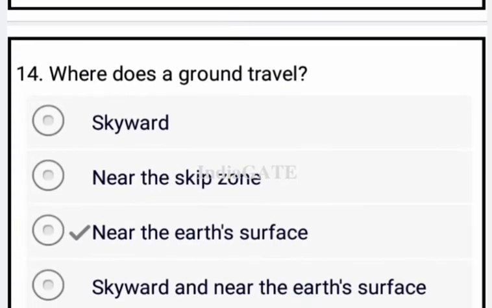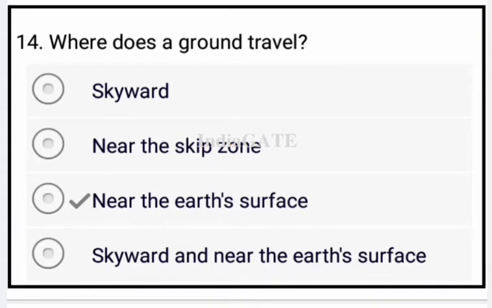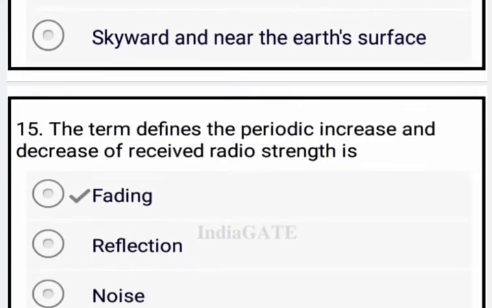Next question. Where does a ground wave travel? It travels near the earth surface. So option C is your correct answer. Next question.